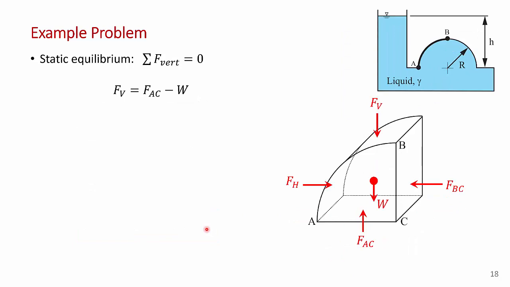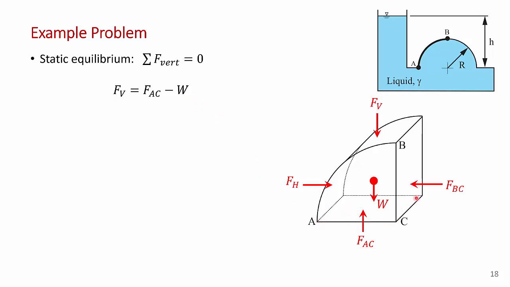Okay, let's do the vertical component. I've reproduced the free body diagram again over here. We have three vertical forces: the hydrostatic force on surface AC, the weight of this quarter circular fluid element, and then the force the gate applies to the water. And it's pretty simple to see that this vertical force has to balance the hydrostatic force minus the weight. So FV equals FAC minus W. The weight of the fluid element is going to be easy to calculate. It's just gamma times the volume.